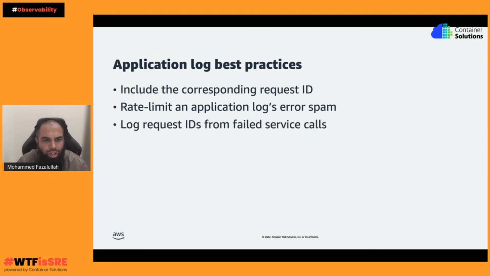Then you want to make sure that you log request IDs from failed service calls also. So if a service is called and returns an error, the service is likely returning a request ID. What we have found usually in Amazon is that we find it very useful to include the request ID in our log, so that if we need to follow up with the service owner, especially if it's downstream, we have a way for them to easily find their corresponding service log entries in this case.